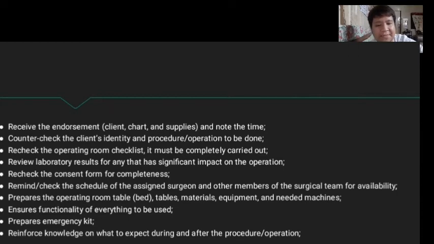So receive the endorsement from the client, the chart and supplies and so on, and note the time, the counter check of the patient, identify the procedure, the operation to be done, recheck the operating schedule or the checklist, review the laboratory results for any significant impact on the operation, recheck the consent form for completeness, remind and check the schedule of the patient, the surgeon or the members of the team for availability, prepare the OR, the table, the bed, the materials, the equipment, the machine, ensure the function of everything to be used, and then prepare the emergency kit, and reinforce knowledge of what to expect during the operation.